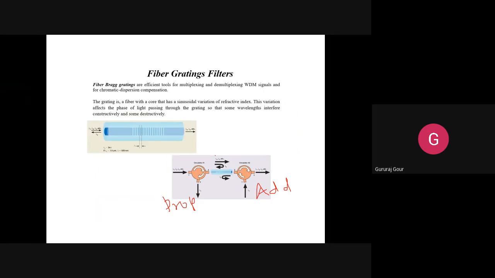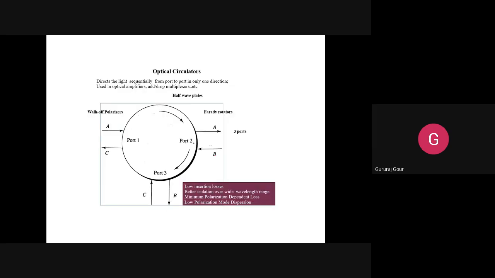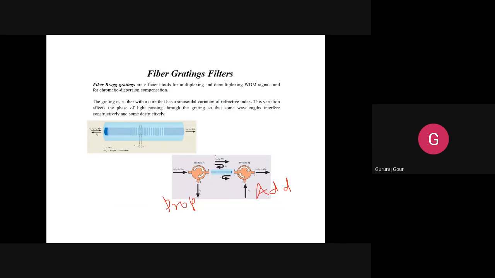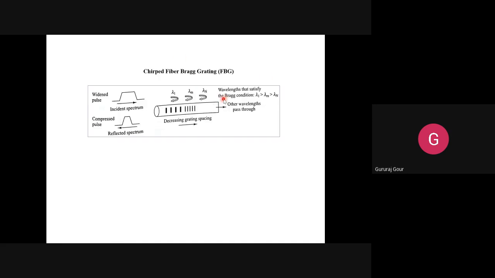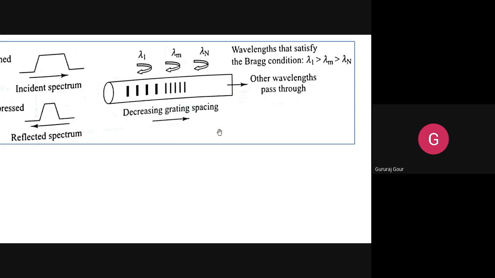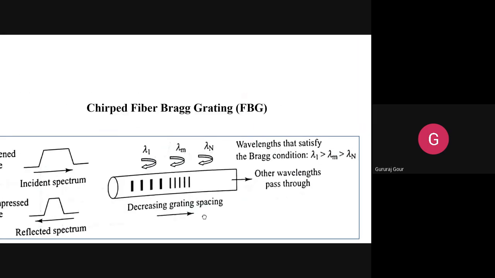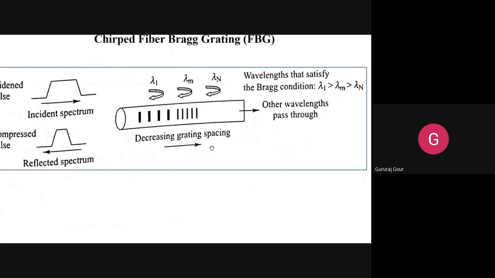Okay. So we have seen how the isolator and optical circulators work, and how we are going to implement different things with the help of circulators and fiber grating filters. Another version of this fiber grating filter is like this one. This one is known as the chirped fiber Bragg grating, FBG.